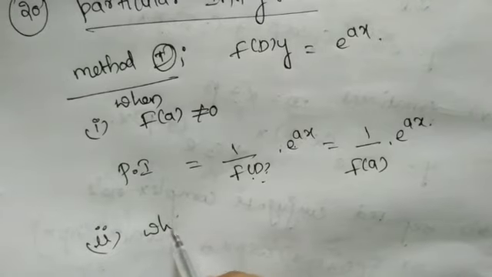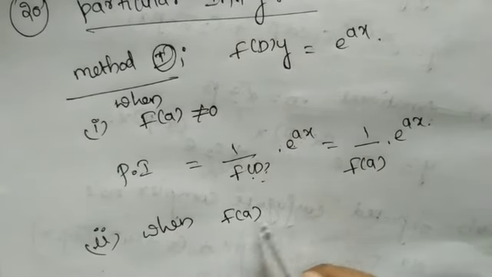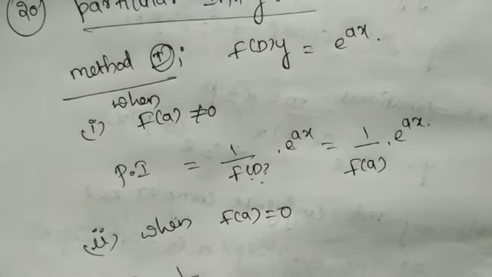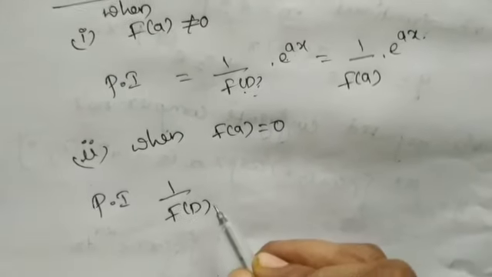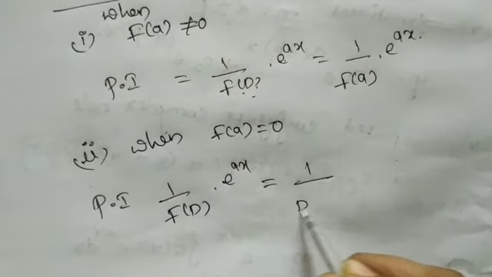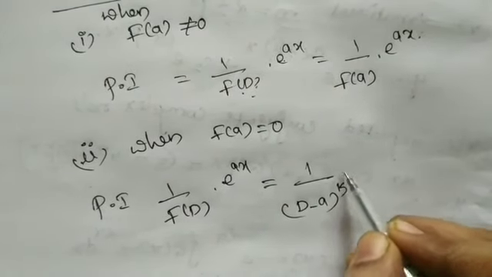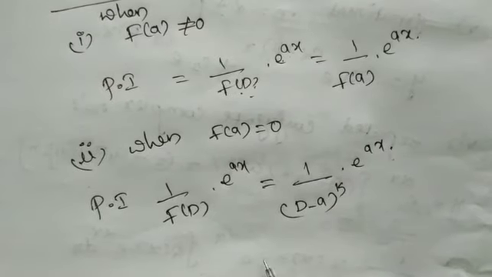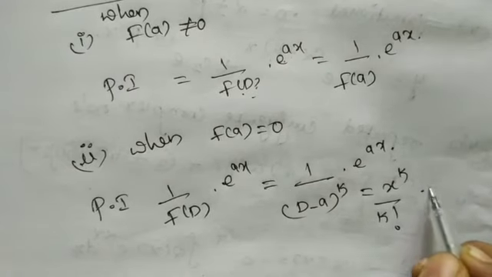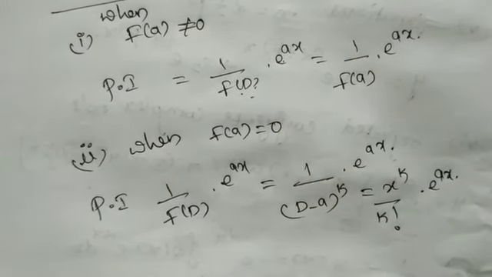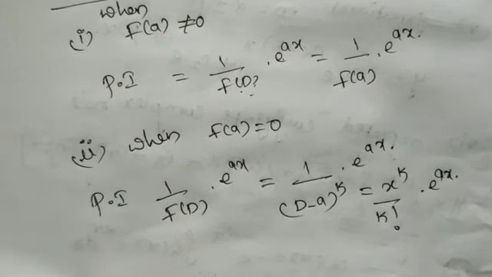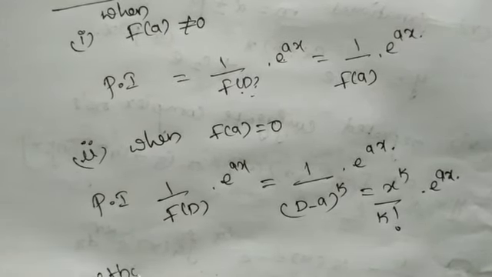Next, when f(a) = 0, then the particular integral 1/f(D) e^(ax) equals 1/(D - a)^k e^(ax). So this is nothing but x^k/k! e^(ax). So this is method 1. Next, method 2.